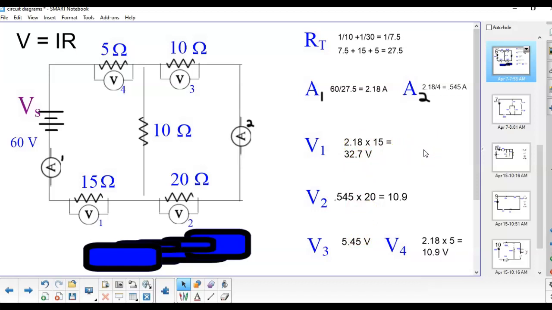Hopefully that helps you out on your circuit worksheet. Remember, the first thing, find the equivalent resistance of the whole circuit by breaking up different parts that are in parallel, finding their equivalent resistance. Then find the current in the entire circuit. Then find the current in different parts of the circuit, and then start finding the voltages at the different voltmeters. Hopefully this helped.